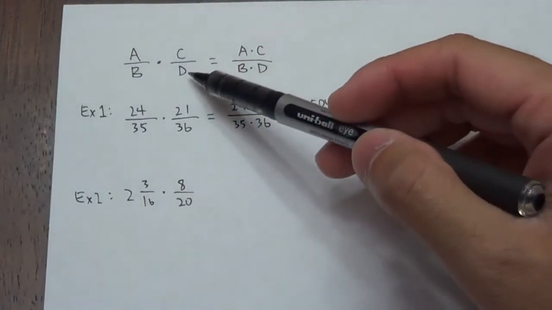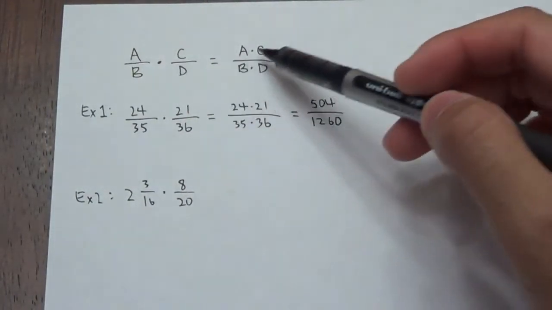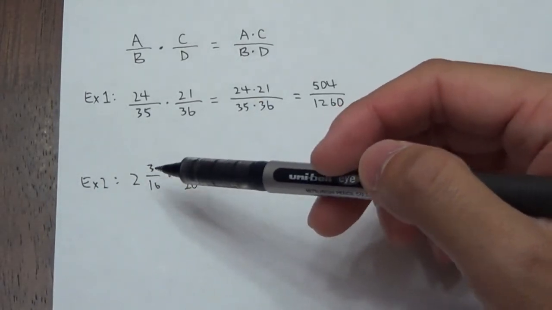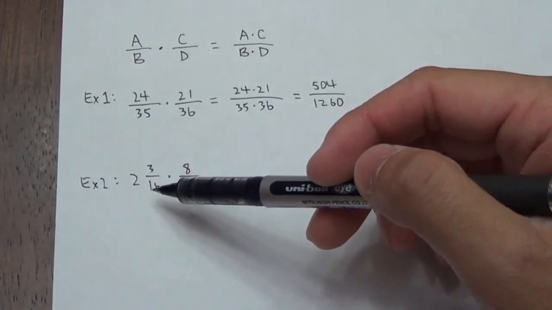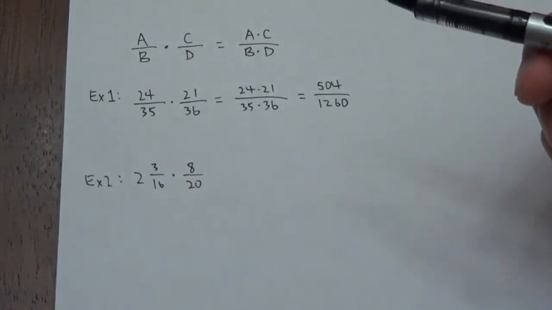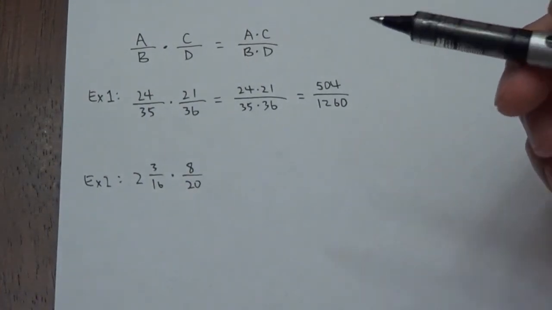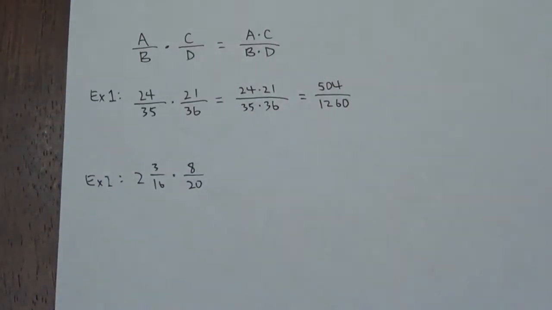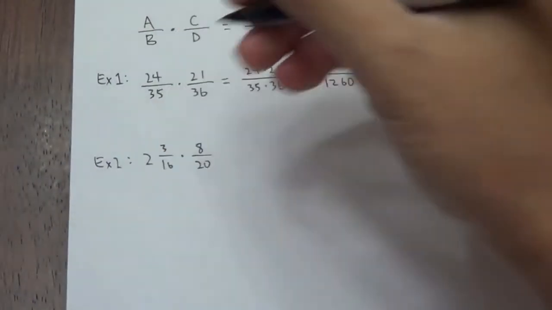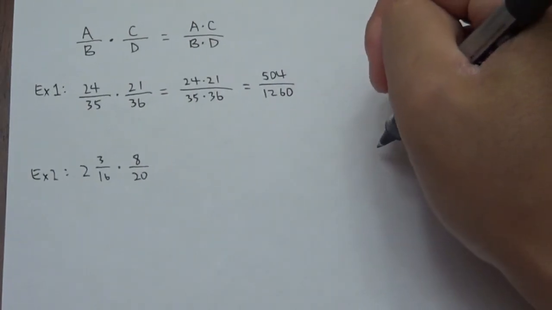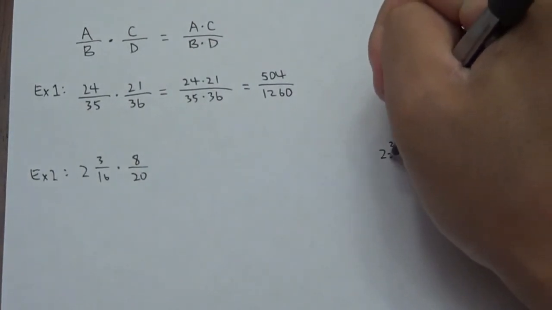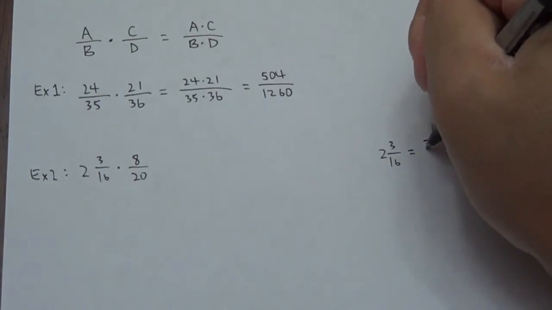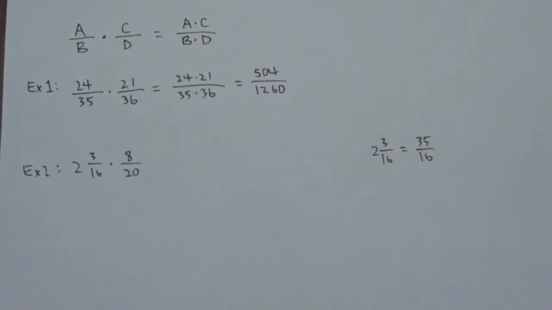If you look at our rule, it does not say anything about mixed numbers, except that we can change every mixed number into either a proper or improper fraction. By doing so, it would conform to the A over B times C over D format. So we just need to do a little extra math to the side. 2 and 3 over 16 is really the same thing as 35 over 16.